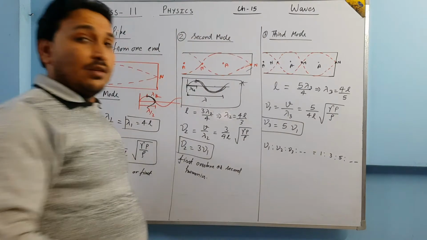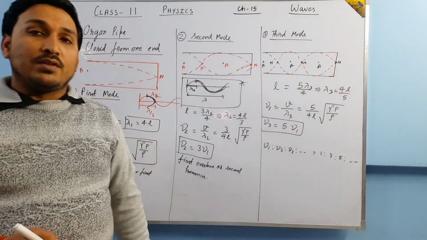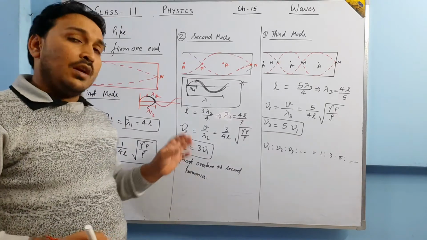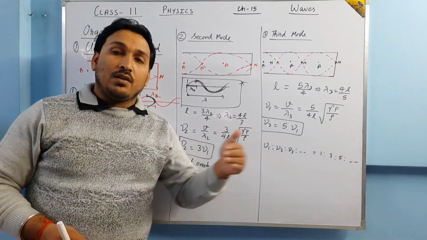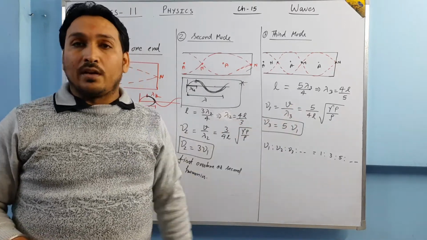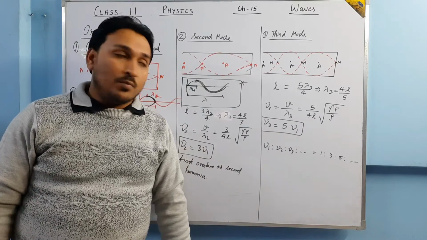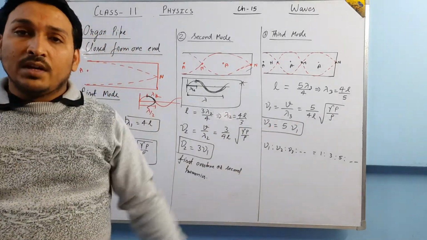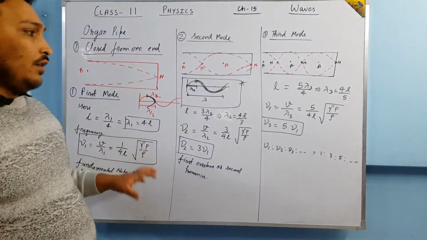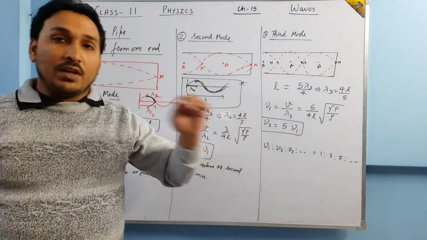Means in this, the ratio of frequencies comes in odd numbers. Earlier, when we were studying the stretched string, it was in consecutive numbers, integers only, 1 is to 2 is to 3 is to 4, like that. But in this one, the ratio of frequencies is going to be in odd numbers, 1 is to 3 is to 5 is to 7 and so on. So again, I'll put one animation so that you can understand these modes of vibration very clearly.